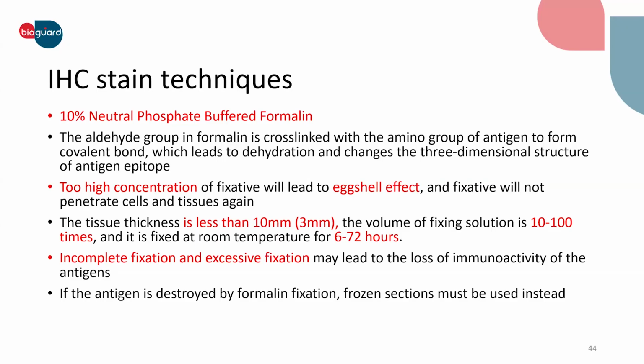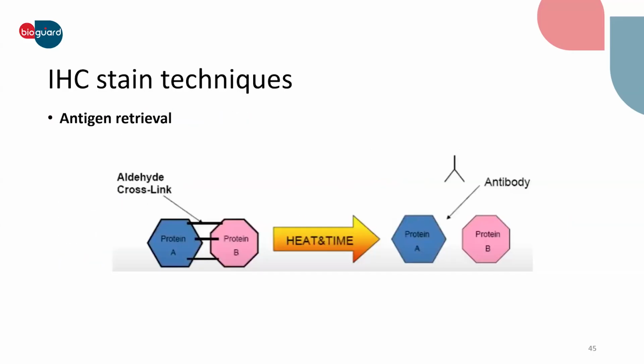Tissue thickness should be less than 10 millimeters. Fixative volume should be 10 to 100 times tissue volume. Fixation time should be 6 to 72 hours at room temperature. Under-fixation can lead to tissue decay. Over-fixation may hide epitopes and reduce the IHC signal. If formalin destroys sensitive antigens, use frozen sections instead to preserve immunoreactivity. So proper fixation isn't just the first step, it's the foundation for reliable IHC results.